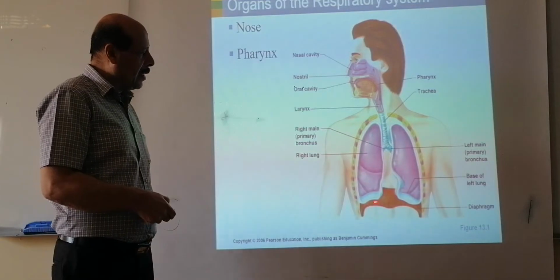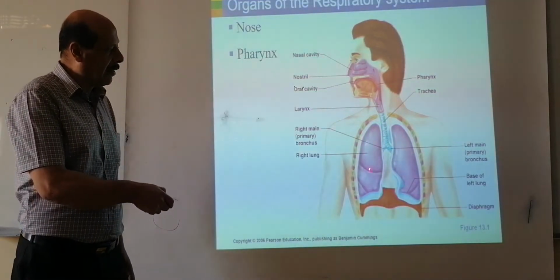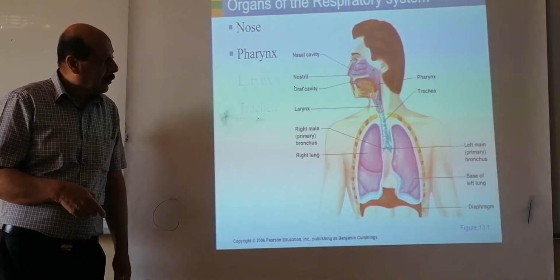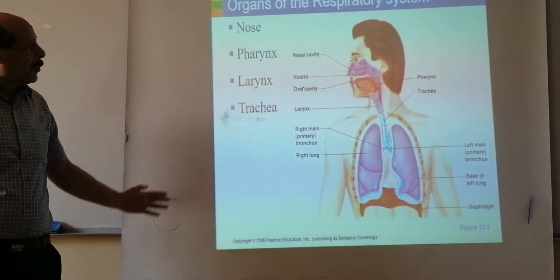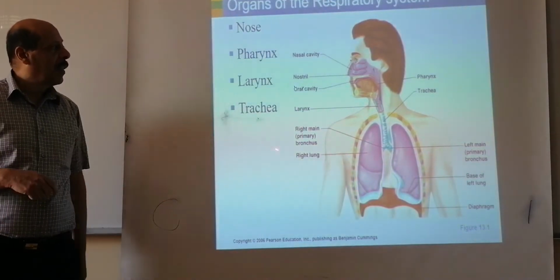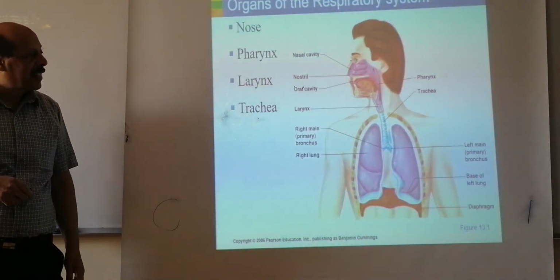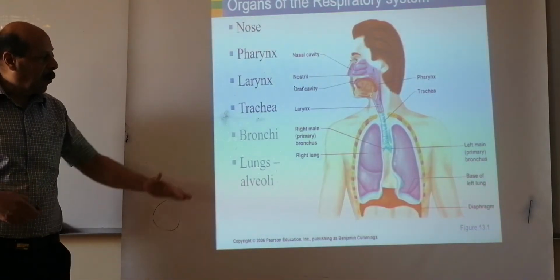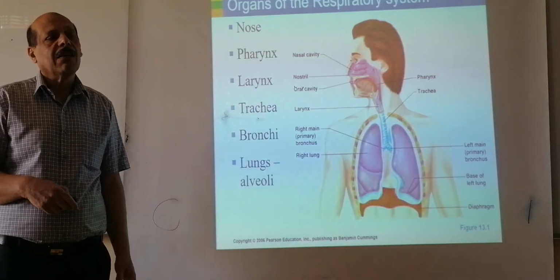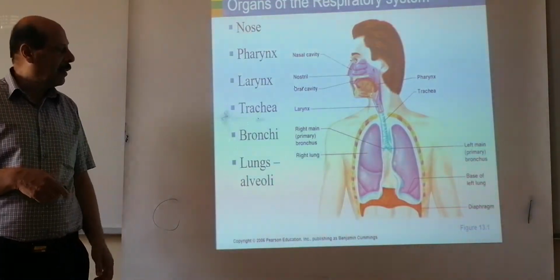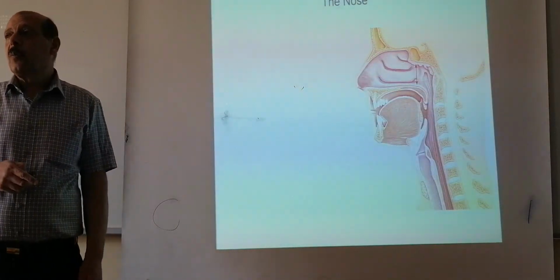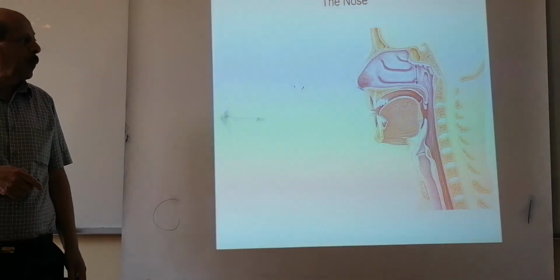So this is the diaphragm, and this is the right lung, and this is the left lung. The structure starts from the nose, then pharynx, larynx, trachea, bronchi, then the lung. Inside the lung also there are bronchioles and the alveoli. If we come to the first part, which is the nose.